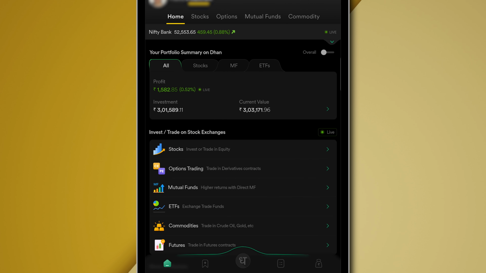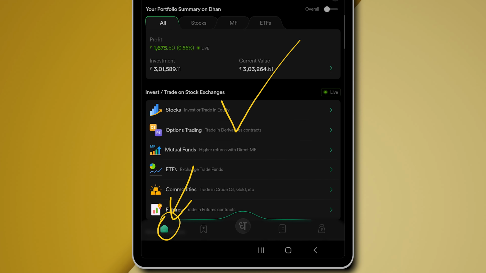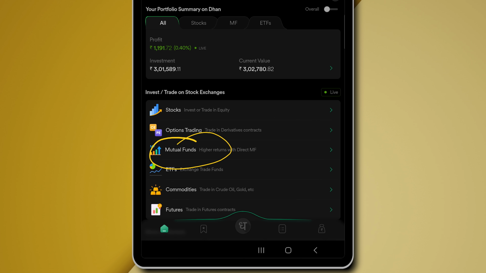Once the account is open, you can see after I log into the account over here, I am on the Dhan app and I have clicked on the home button over here. On the home button itself, mutual funds is a prominent option where I can now go and look at mutual fund options which I can purchase. I will click on the mutual fund option over here to go within the mutual fund section.